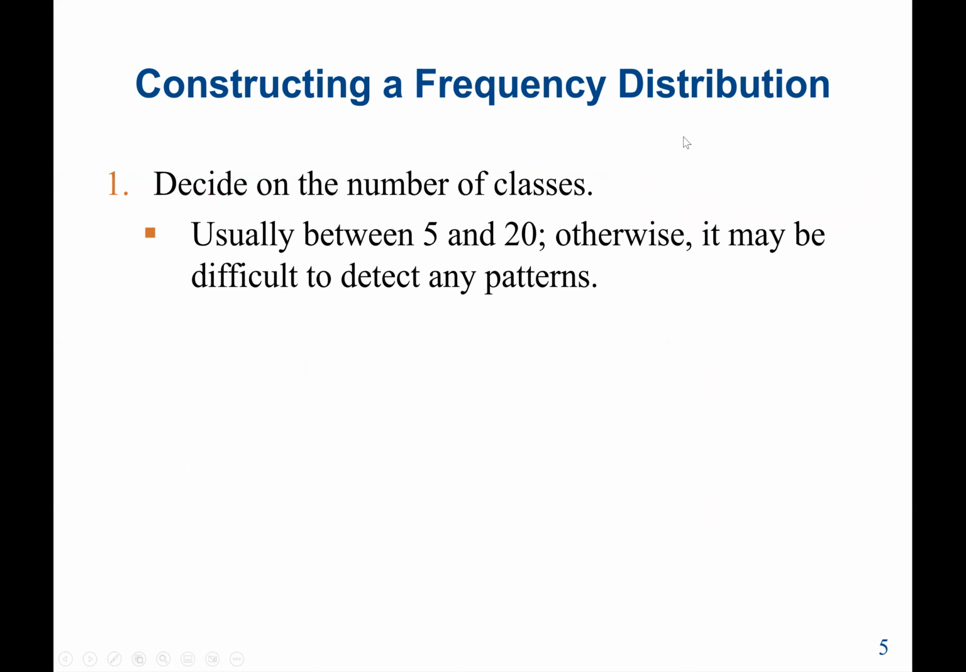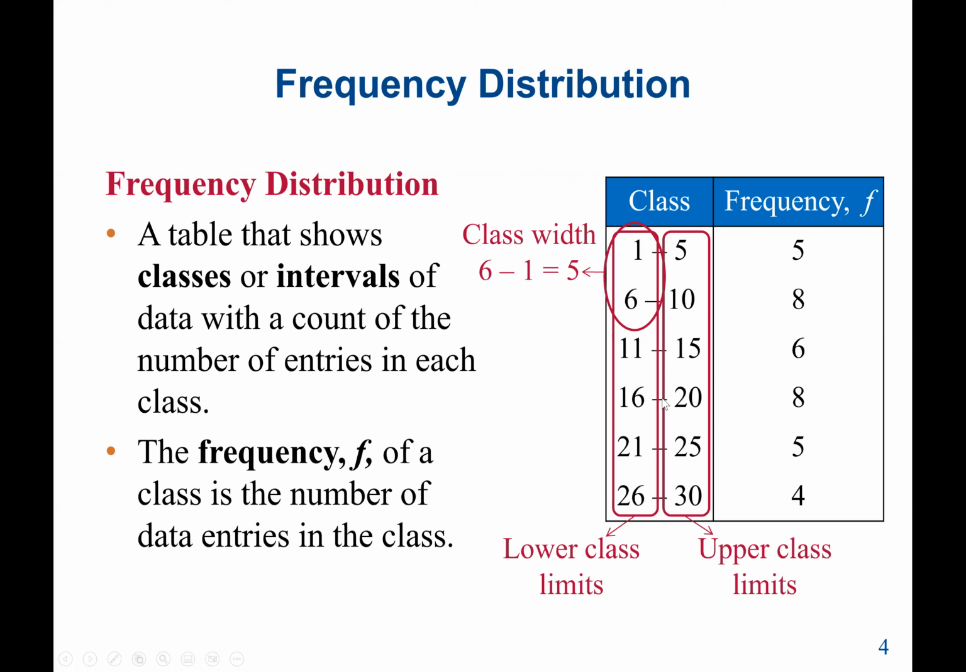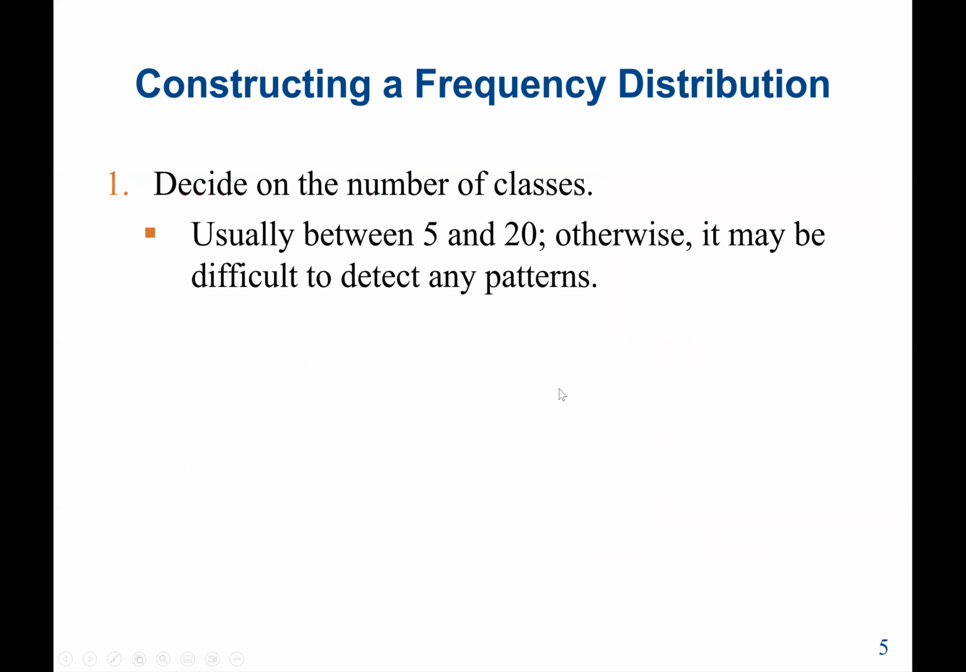Now, how do we construct a frequency distribution? First of all, we have to decide how many classes or intervals we need. It depends on the size of the data set, how many observations we have, and also the range of the values. Here, the range of our values is, let's say, from 1 to 30. So we can start our class with the minimum value, and based on the size of the values, we decide how many classes or intervals we need.